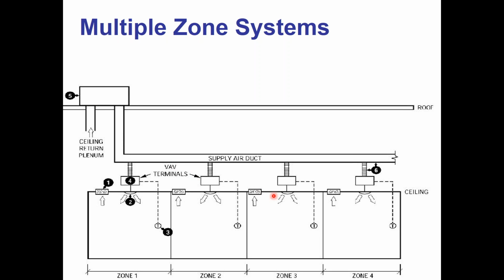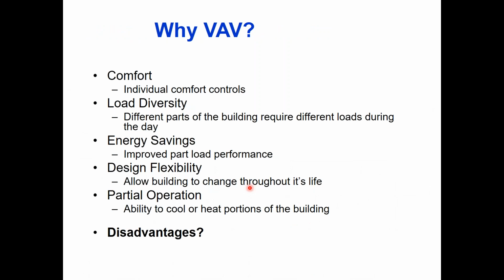So on a big enough system with 25, 30, 60 zones, the chance of every zone wanting 100% maximum cooling at the same time is basically 0. It's just not going to happen. So I can take credit for that, what we call a diversity credit or diversity factor, and I can size my system smaller. For discussion purposes, it usually ends up being about 80%.